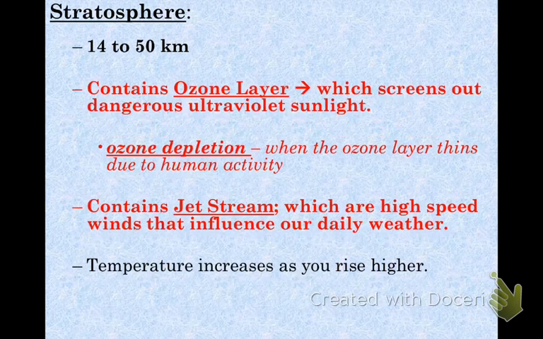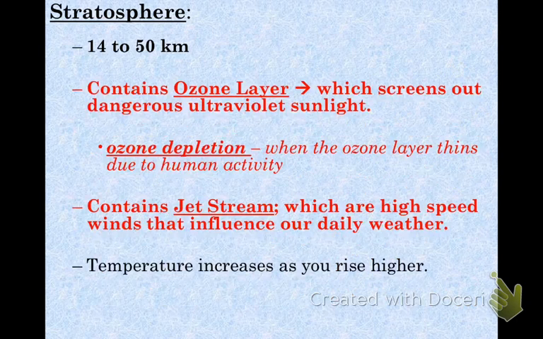The next layer of the atmosphere is the stratosphere. The stratosphere extends from about 14 kilometers above the Earth's surface to about 50 kilometers above the Earth's surface. This is where the ozone layer is. You've probably heard a lot about the ozone layer and the fact that we have holes in the ozone layer, which are allowing ultraviolet sunlight to come in.